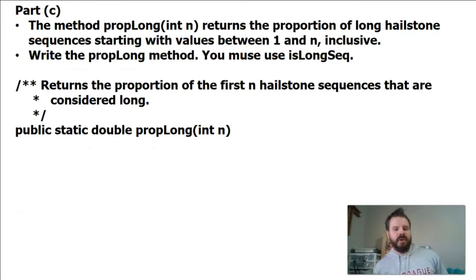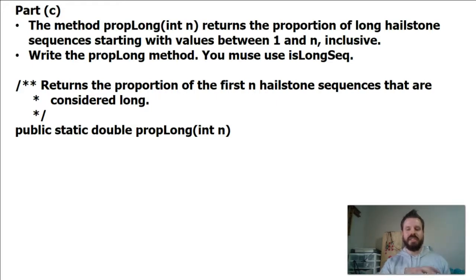All right, the last part of this question, part C, is doing the prop long method. The method prop long returns the proportion of long hailstone sequences starting with values between 1 and n inclusive. When you see inclusive, that just means include the 1, include the n. Write the prop long method. You must, I think that's supposed to say, use is long sequence.